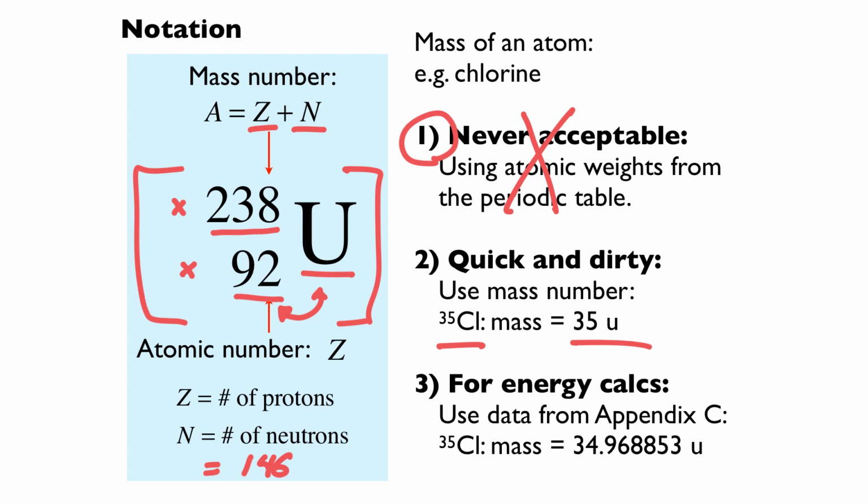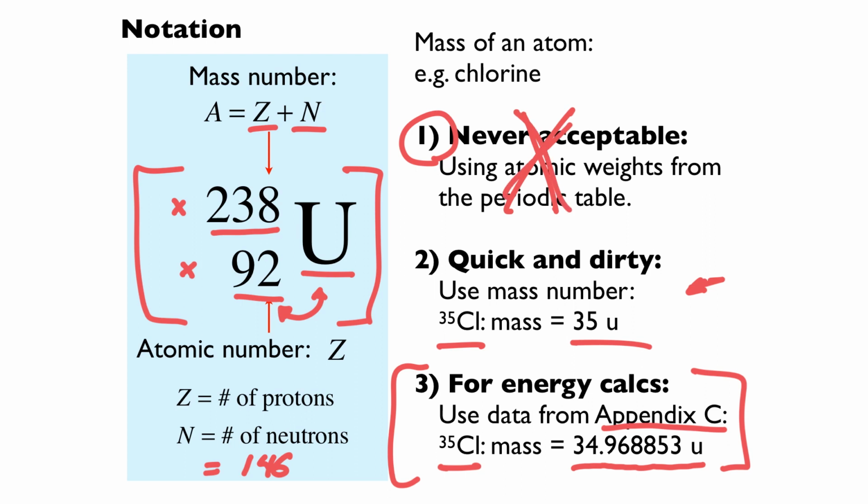In your textbook, you have Appendix C that has atomic and nuclear data. And if we look that up, the mass of a chlorine-35 nucleus is 34.968853 atomic mass units. And we will occasionally need every single one of those digits. Because we're going to do some really accurate calculations, and we're going to be interested in differences between numbers which are very close to each other. So you're always safe to use this. Occasionally it makes sense to use this, but it never makes sense to use that.